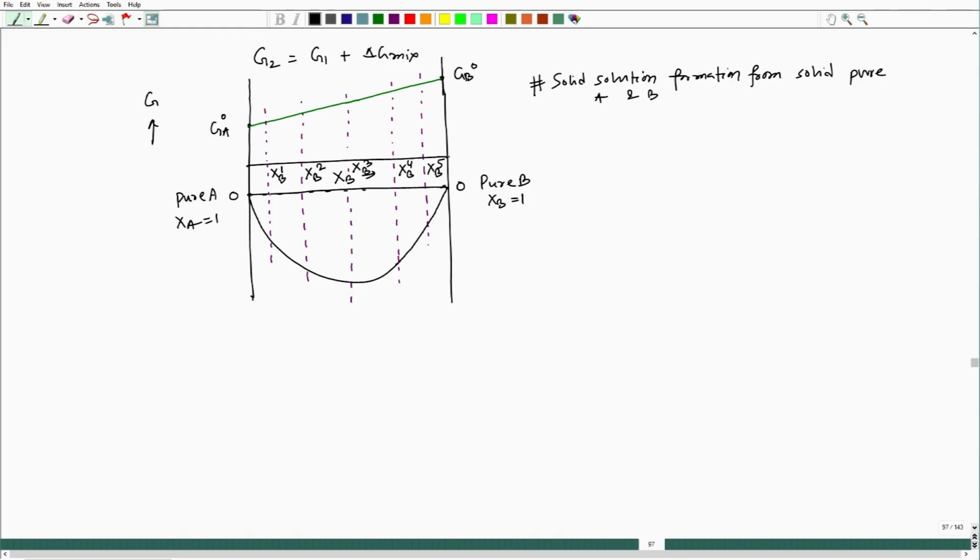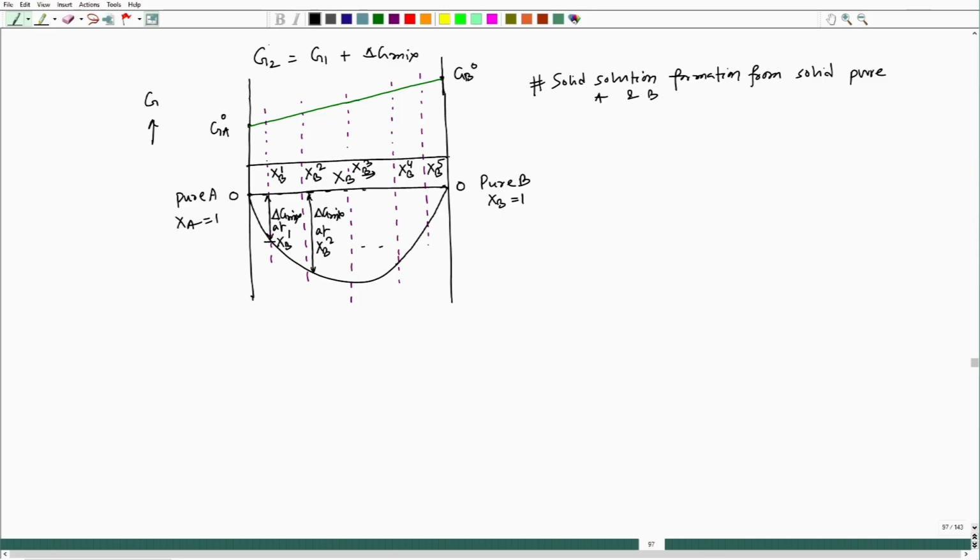For those compositions, if I try to find out what my delta G mix will be, delta G mix at XB1 is this particular value. Similarly, all those quantities correspond to delta G mix at XB2, like this. It will follow till XB equal to 5.